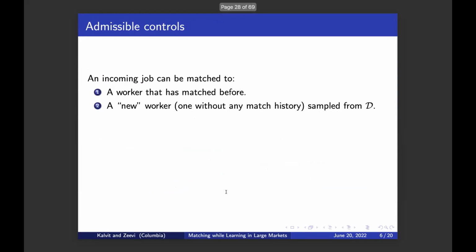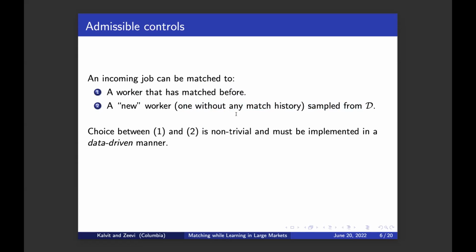Perfect, thank you. So in terms of admissible controls, the decision maker at any point of time will be faced with two choices. She can either match an incoming job to a worker that has matched before, so some worker with a previous match history, or she can simply sample an absolutely new worker without any history of previous matches. This worker will be sampled from the underlying distribution D. I'll reemphasize that the decision maker has absolutely no idea of what this D actually looks like.